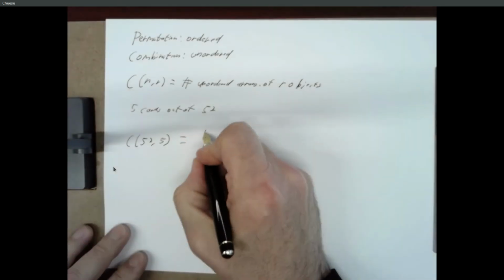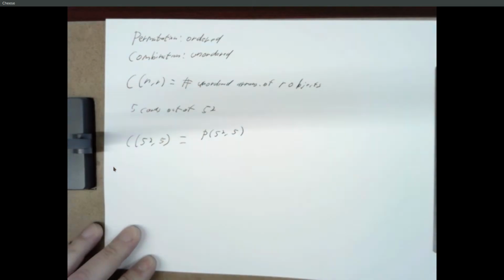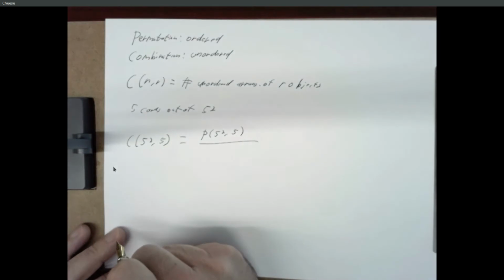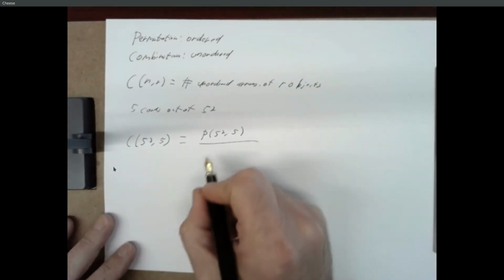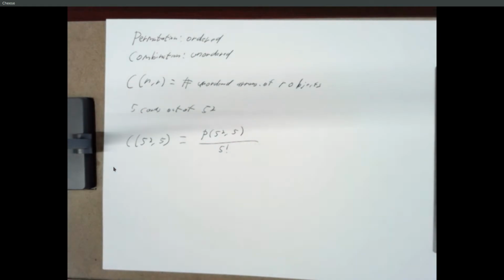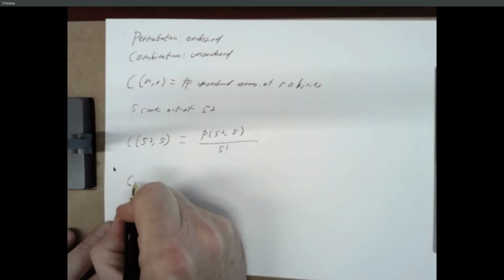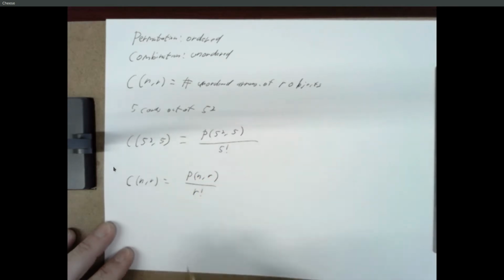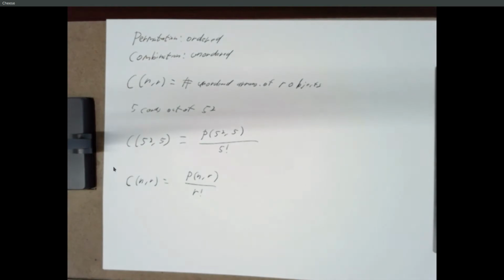And this is equal to the number of ordered arrangements divided by the number of possible orders. So how many ways can we arrange 5 objects? That's just 5 factorial. So C(52, 5) is just P(52, 5) divided by 5 factorial. And in general, C(n, r) is just P(n, r) divided by r factorial. So you take all the ordered arrangements and then you divide out the number of possible orders because they're all considered to be the same.